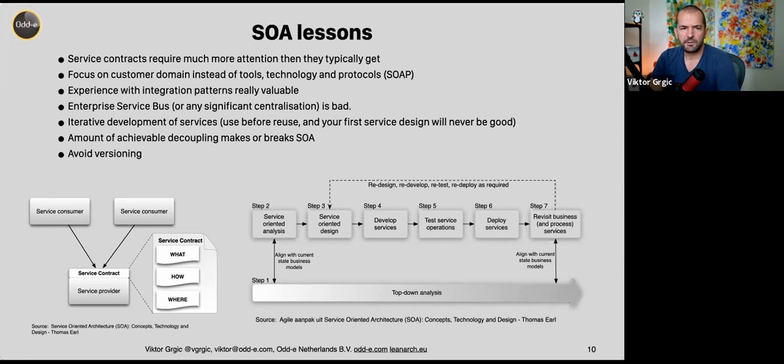Now, also experience with integration patterns proves to be really valuable, especially when you talk about the teams. Teams generally in that time struggled a lot with knowing integration patterns and when to use which one, and not to end up in all kinds of messiness, which proves to be in reality not working.